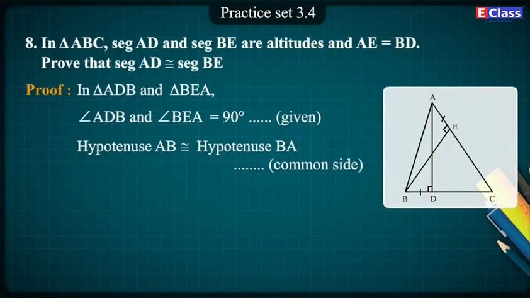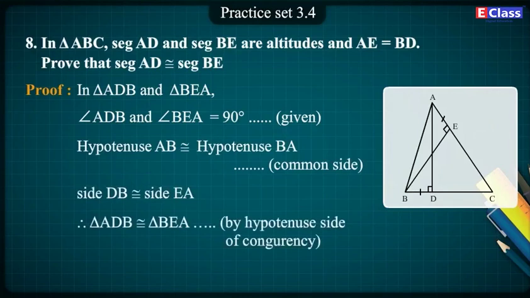Side DB is congruent to side EA. Therefore, triangle ADB is congruent to triangle BEA by hypotenuse side test of congruency. Therefore, segment AD is congruent to segment BE by CSCT.